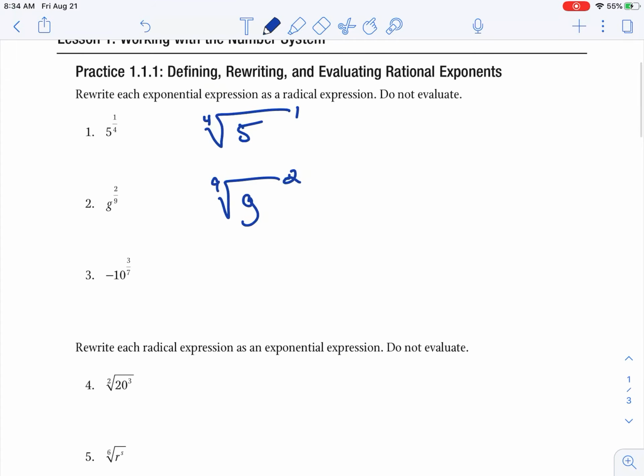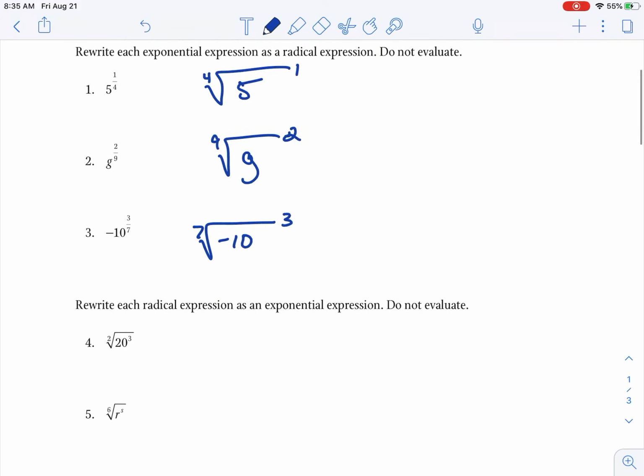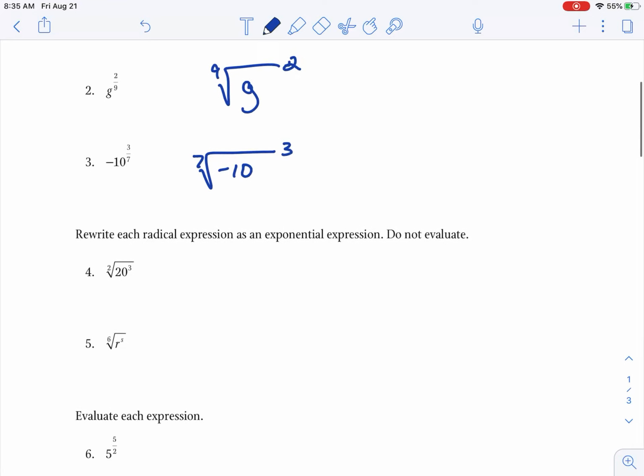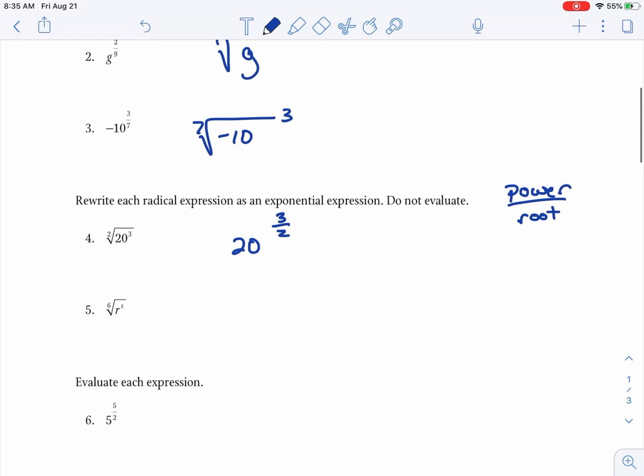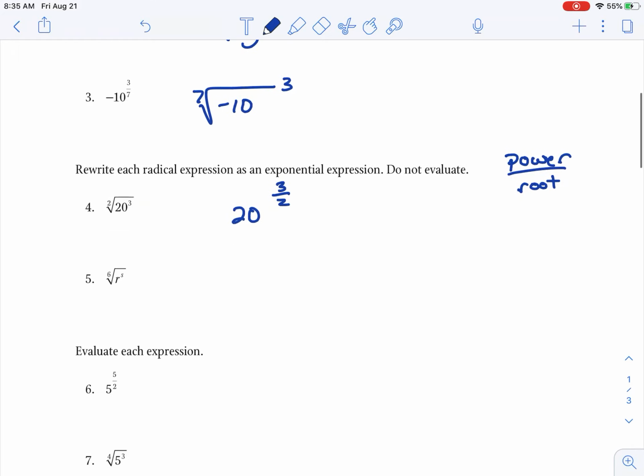Okay, now -10, 7, 3. Now that negative could be inside or outside on that particular one. Now 4 and 5, you got to go backwards. So 20 is the base. Here's the rule: power over root. 20 to the 3 over 2. Now this number is going to get bigger because the 3 on top is bigger. R to the S over 6.